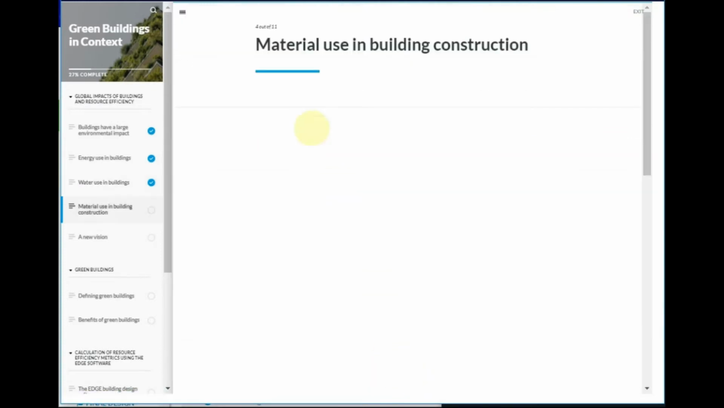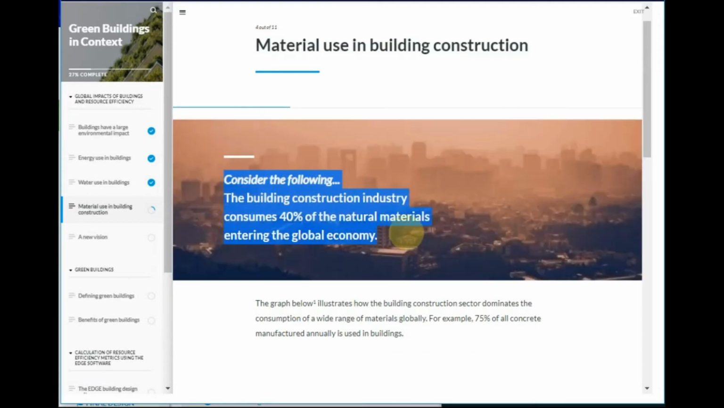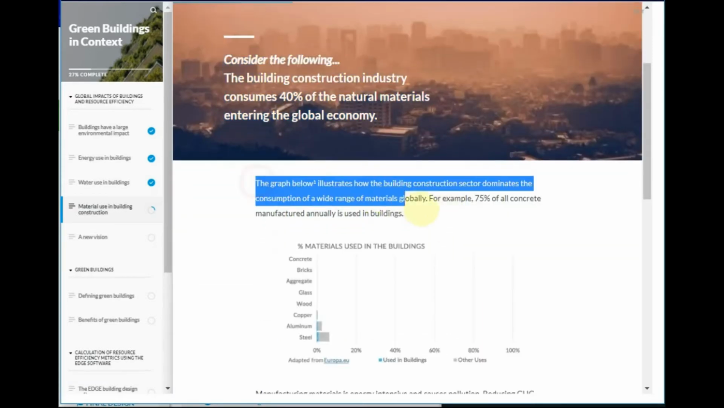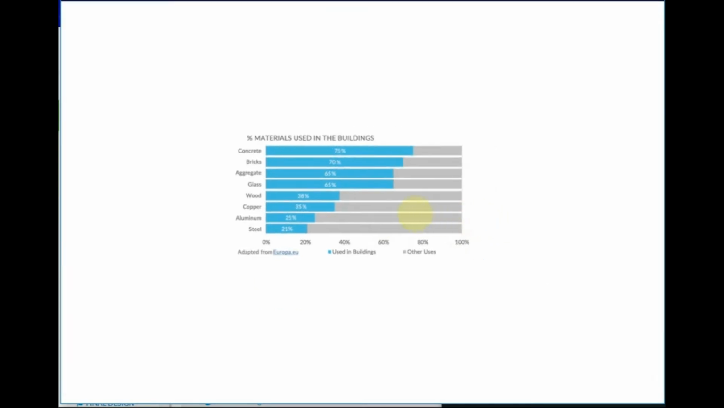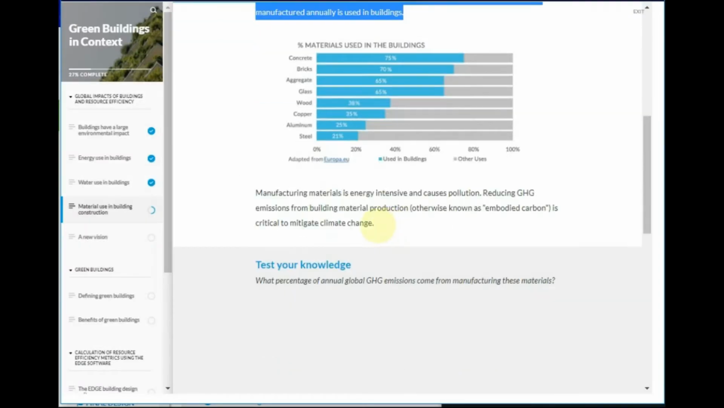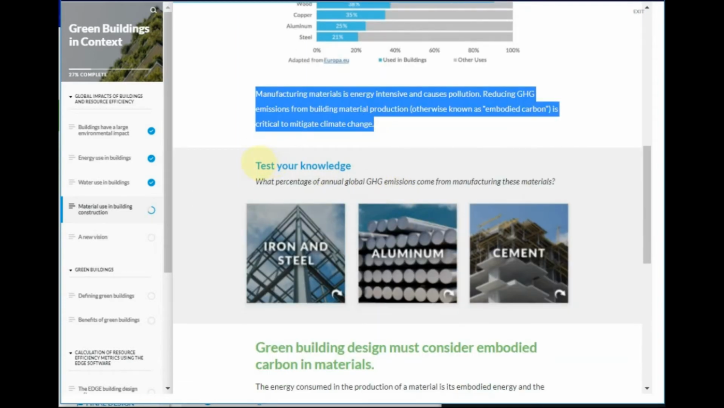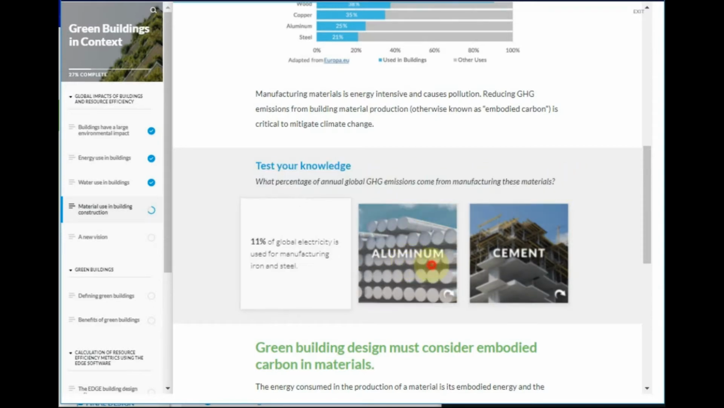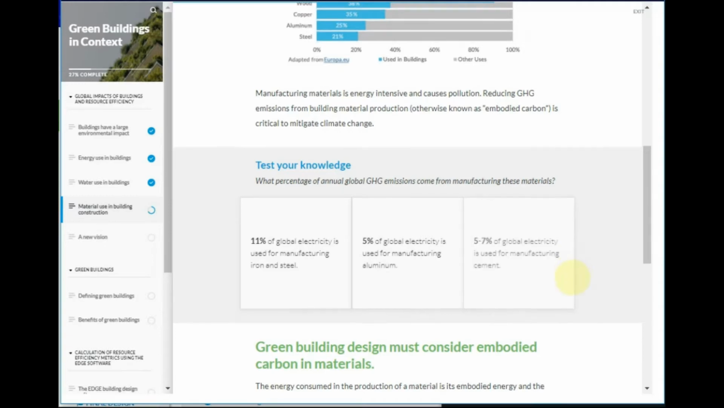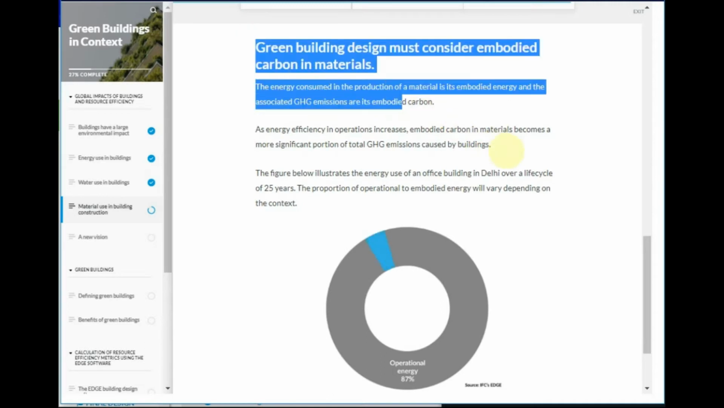Material use in building construction. The building construction industry consumes 40% of the natural materials entering the global economy. The graph below illustrates how the building construction sector dominates the consumption of a wide range of materials globally. For example, 75% of all concrete manufactured annually is used in buildings. Manufacturing materials is energy intensive and causes pollution. Reducing GHG emissions from building material production, otherwise known as embodied carbon, is critical to mitigate climate change.